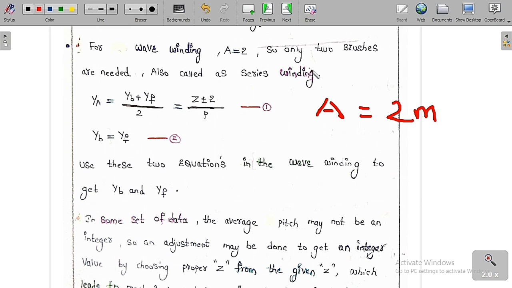These are the 2 equations that you always have to choose for the wave winding: (Yb + Yf)/2 = (Z ± 2)/P, and Yb = Yf. You have to solve these 2 equations to get the values of Yb and Yf. Here, these equations are only for the wave winding.